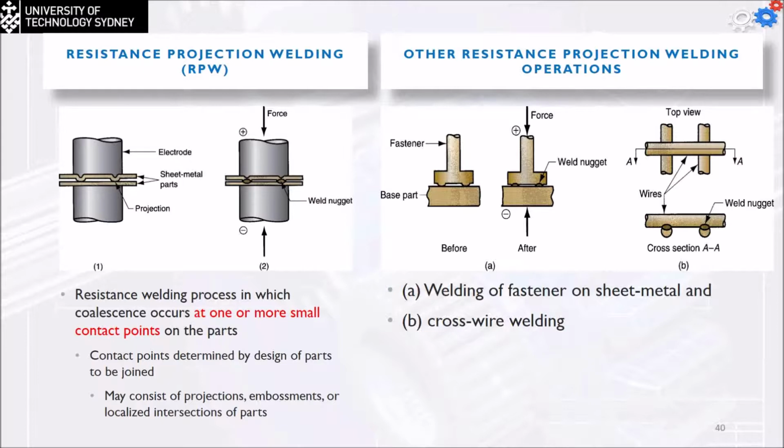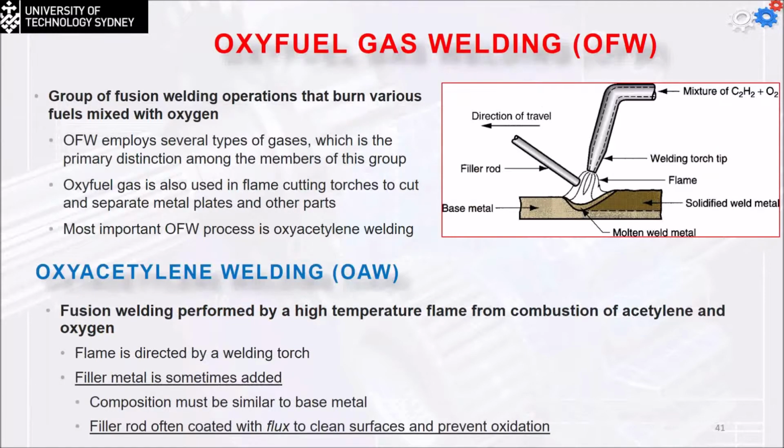Oxy-fuel gas welding uses oxygen with another gas; the chemical reaction generates a very high temperature, and it is mainly used with a filler material. It is a group of fusion welding operations that burn various fuels mixed with oxygen. Oxyacetylene welding is fusion welding performed by the high temperature flame from the combustion of acetylene and oxygen. The flame is directed by the welding torch. The filler metal is sometimes added.